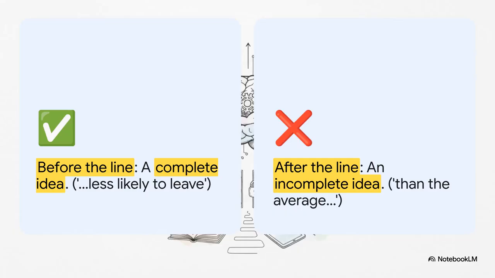So let's look at what comes before the line. The full idea is over 80% of workers are in fact less likely to leave. That is a complete idea, right? It's got a subject, workers, and a verb, are. Now, what's after the line? Then the average employee is. Can that stand on its own as a sentence? No way. It's a fragment. So what we have is a complete idea followed by an incomplete idea.